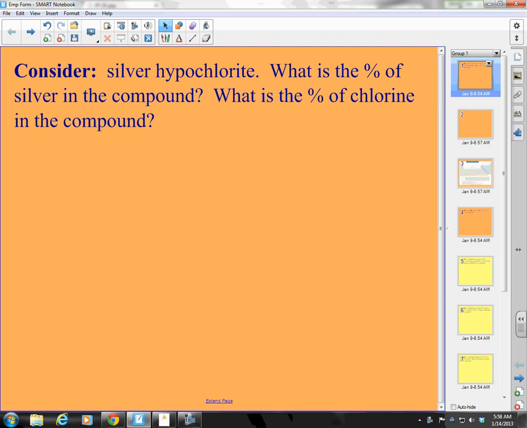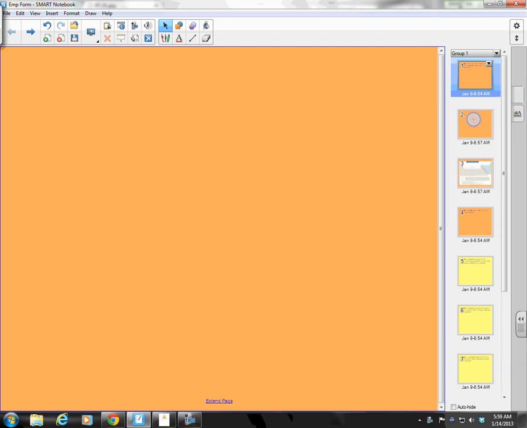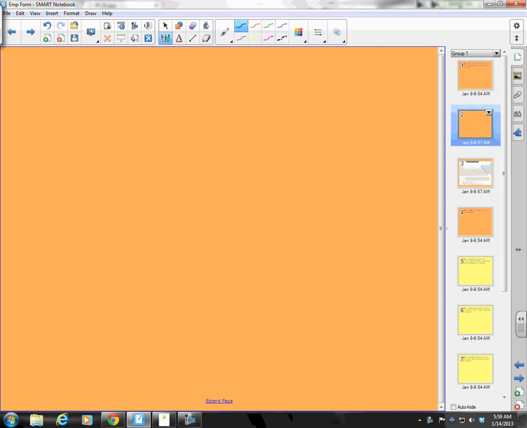Consider silver hypochlorite. What is the percent of silver in the compound? What is the percent of chlorine in the compound? Egads, I'm not sure how to do this. Well, I think we're going to need some notes, right? So let us put up some notes here.